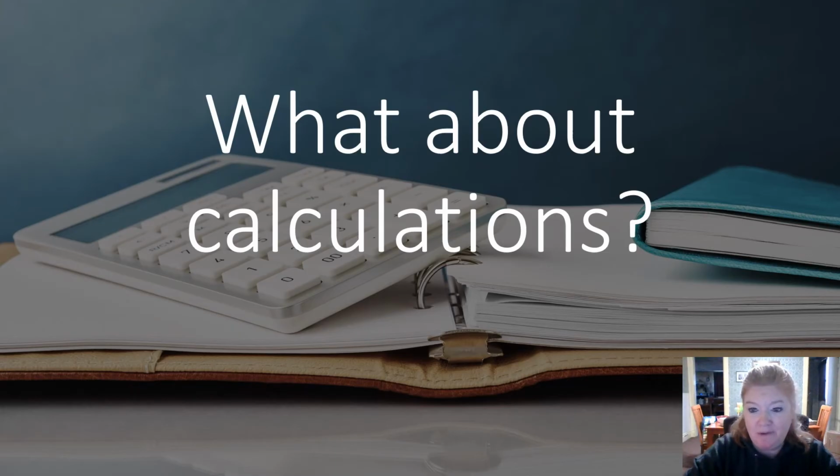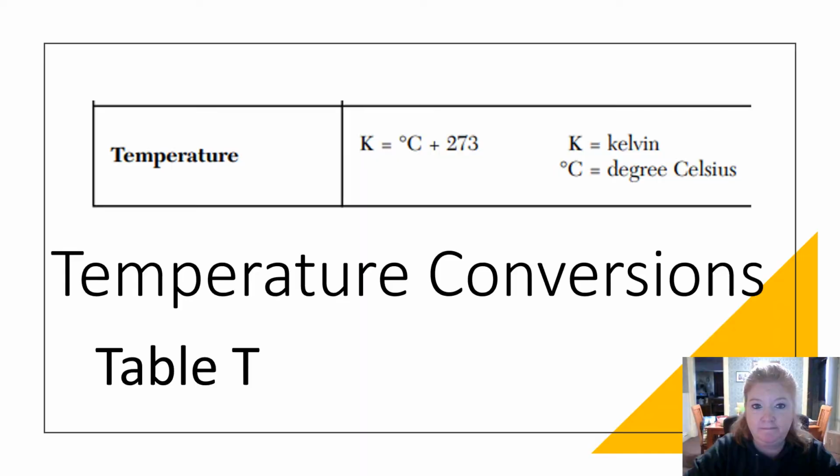What about the calculations? Okay, so here's how to do temperature conversions. We've done this before. So if you're given a temperature in Celsius, you add 273. If you're given a temperature in Kelvin, you subtract 273.